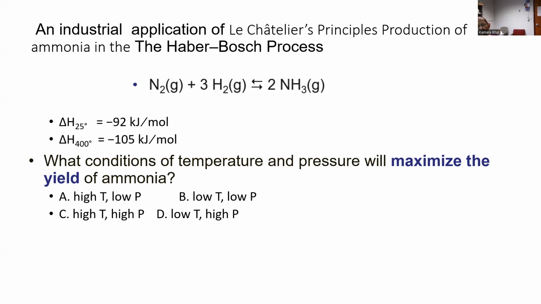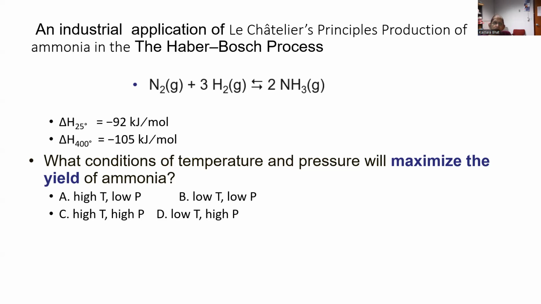We find that in the Haber-Bosch process, nitrogen gas reacts with hydrogen gas to give two ammonia gas. The delta H at room temperature is minus 92 kilojoules per mole. At 400, it's an exothermic reaction rising up to 105 kilojoules per mole. So you have to explain what are the conditions of temperature and pressure which will maximize the yield of ammonia.